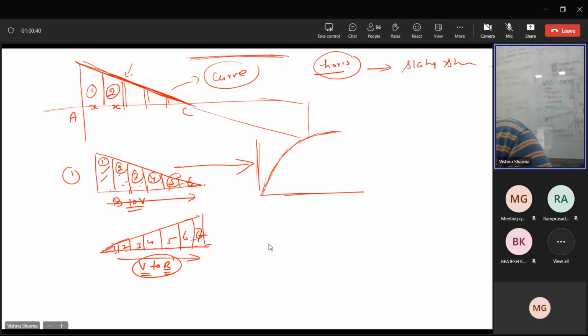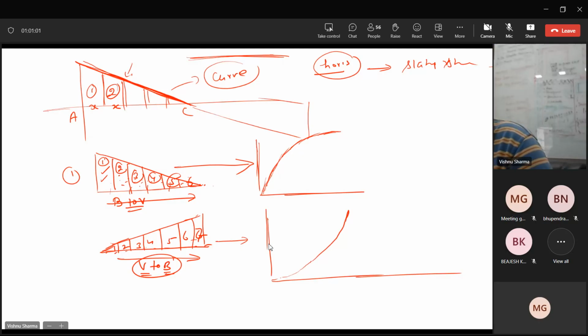Yes, sir. Initially, the rate is more, because when the graph gets horizontal, the rate becomes 0. So the rate is reducing as we are going towards the vertex. If you are integrating like this from vertex to base, first the rate will be less, and then the rate will be rising.